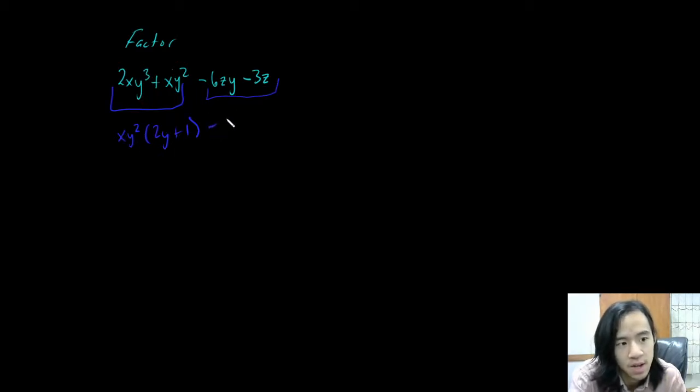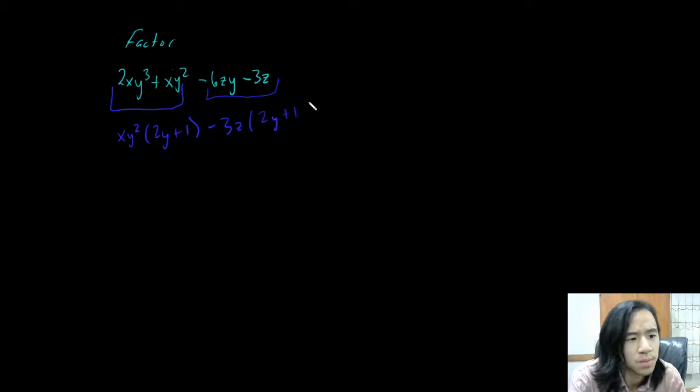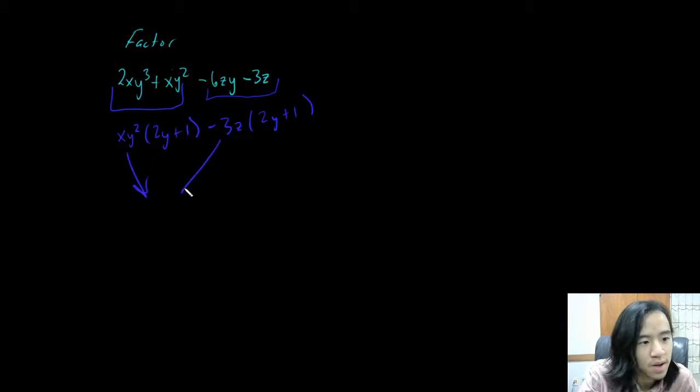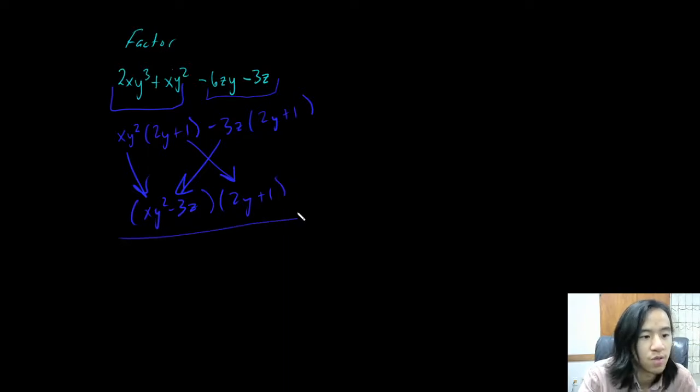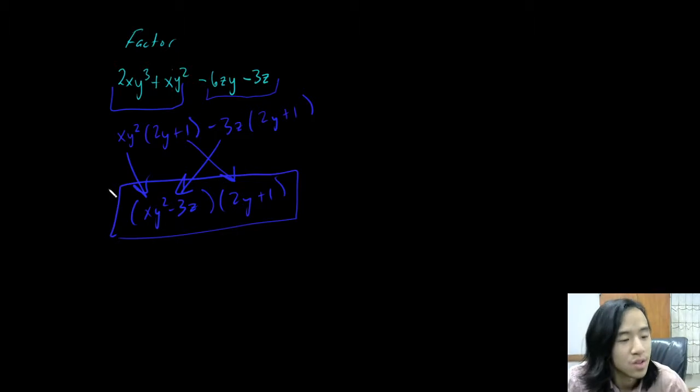And then here I'm going to take out a negative 3. Sorry, not just negative 3, a negative 3z. And I'm going to be left with 2y plus 1. So it's the same thing. You're just going to bring these down and make a term, xy squared minus 3z. And this other one is going to make a term as well, 2y plus 1. And there is your factored form. Two lovely factors just made for you.